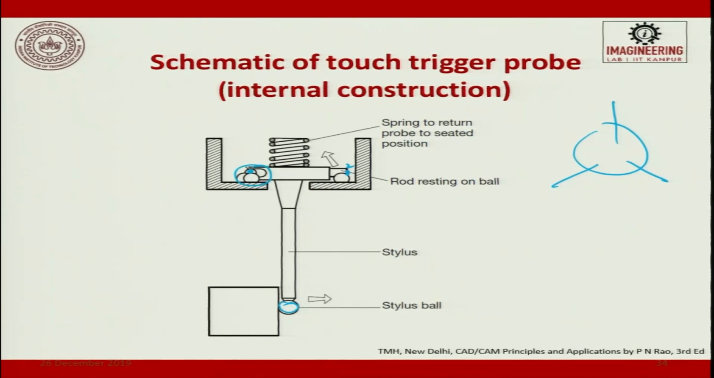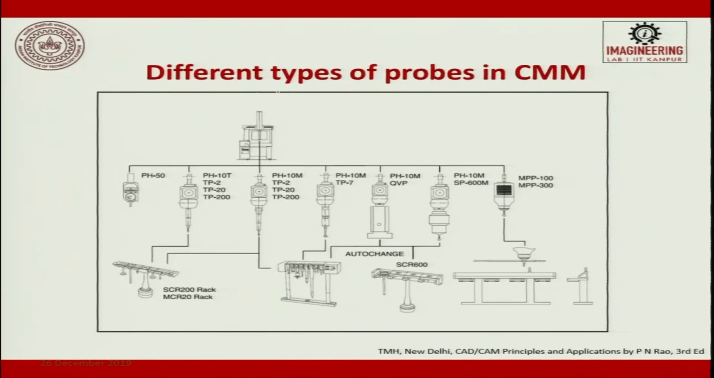If you look at this portion, you will have 2 balls attached to the rod resting on it, and then you will have a cylindrical surface which comes from the moving surface. If I talk about this as the moving part, this will disconnect, and the moment there is a disconnect, immediately it records the data. This is the internal construction of the touch trigger probe. Accordingly, for a star type also you will have the same. There are different types of probes in CMM, it is not only one.